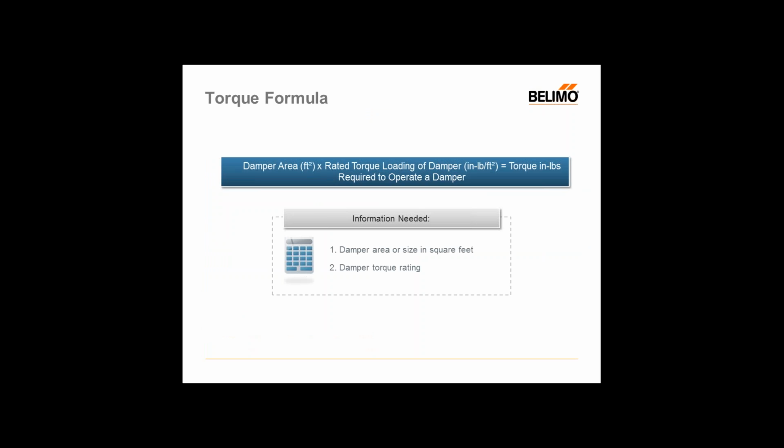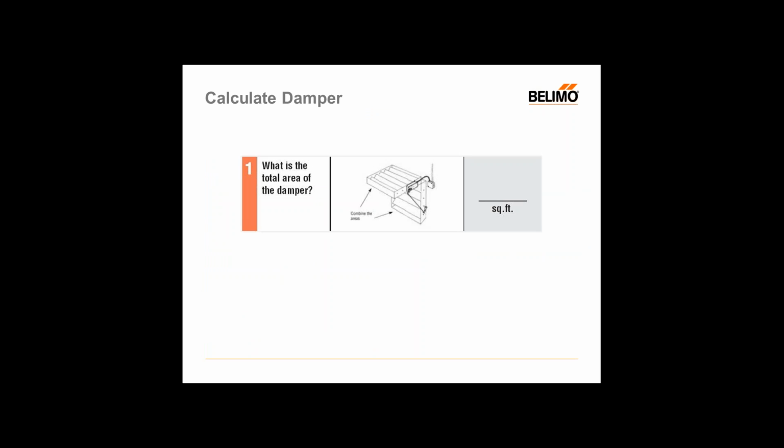Now, let's start with the basics. Torque formula. We start with the damper area in square feet times the rated torque loading of that damper, which would be in inch pounds per square feet. You multiply these two, and that gives you the torque in inch pounds that's required to operate the damper. So I mentioned the two pieces that we need are damper area and a damper torque rating of that damper.